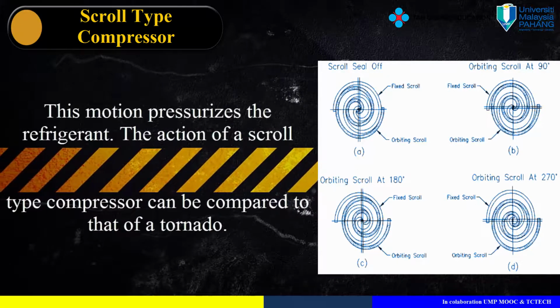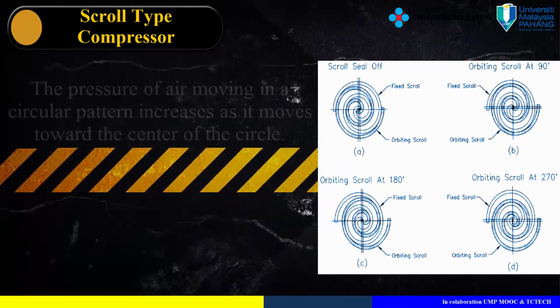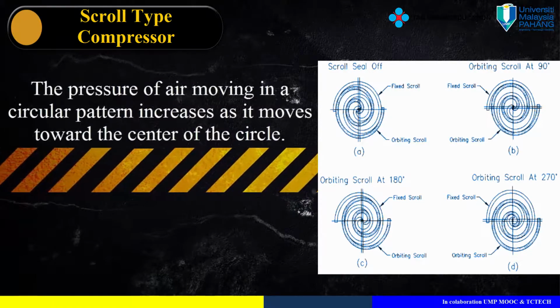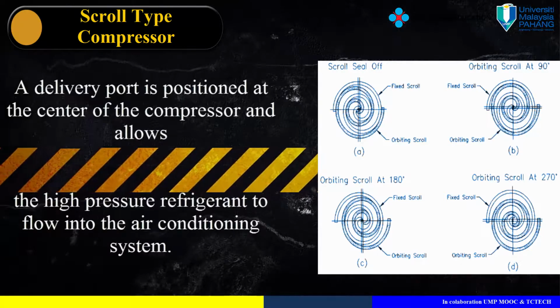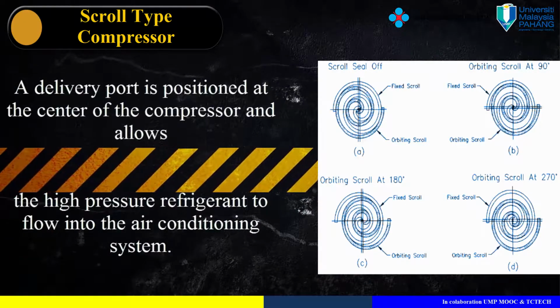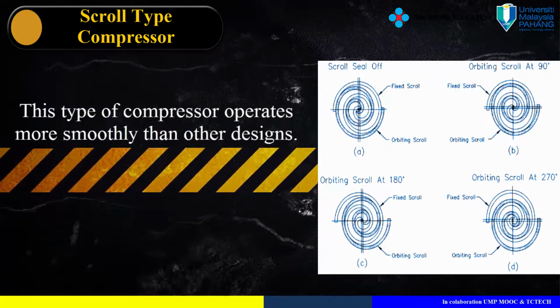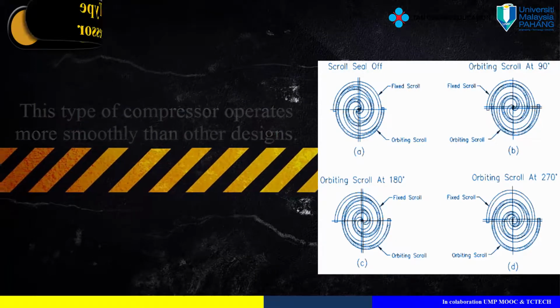The action of a scroll-type compressor can be compared to that of a tornado. The pressure of air moving in a circular pattern increases as it moves toward the center of the circle. A delivery port is positioned at the center of the compressor and allows the high-pressure refrigerant to flow into the air conditioning system. This type of compressor operates more smoothly than other designs.